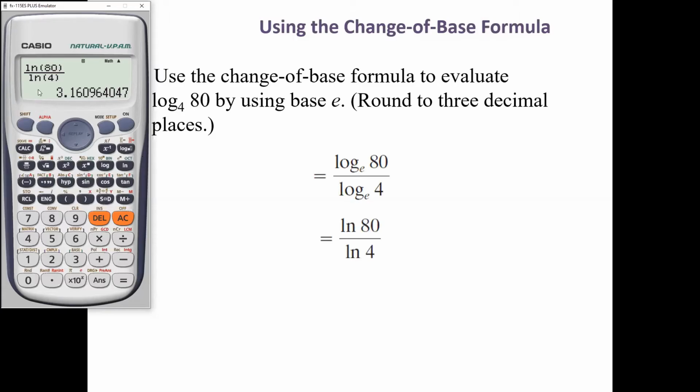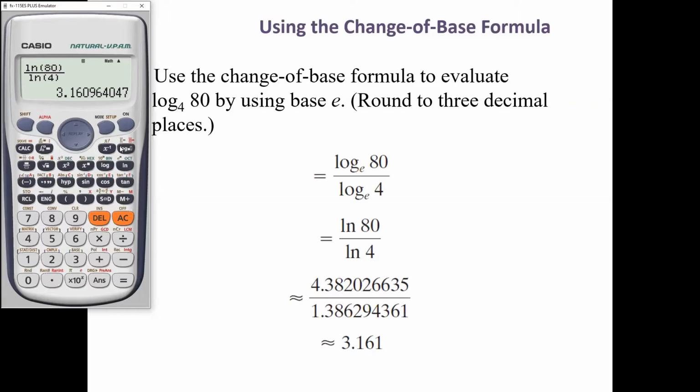Now let's see what they did. Well, they chose the natural log of 80 over natural log of 4, just like I did, which gave us this number and that number to divide. And anytime you round off, you're going to incur a little bit of error. But again, here we have our same number. That 9 rounds the 0 up to 1.